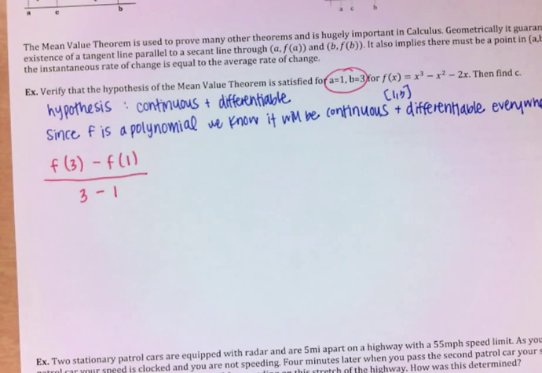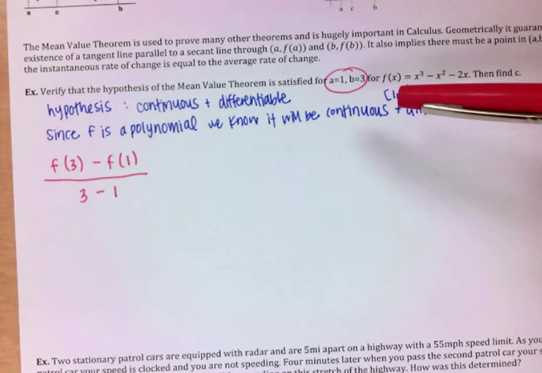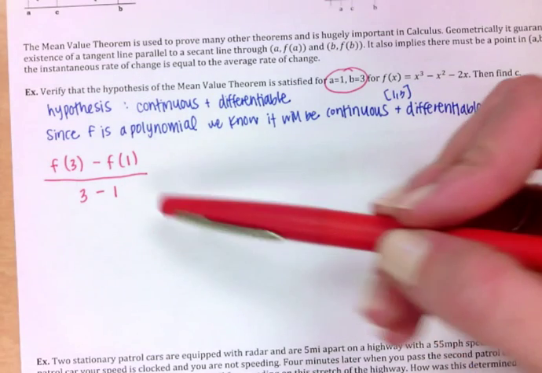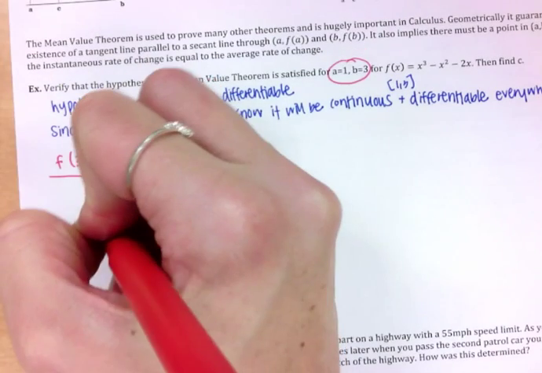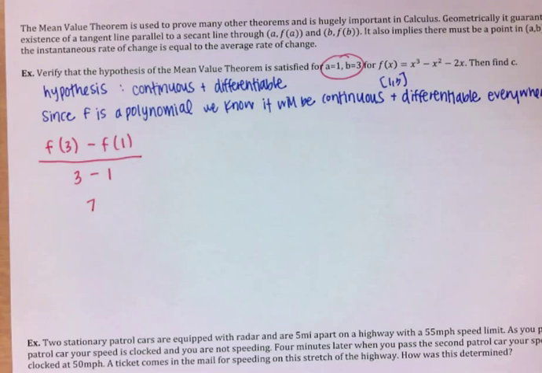So when you plug in f of 3, and then you plug in your f of 1, you're going to get 14. And then 3 minus 1 is 2. So then we know that that is 7. So that was our average rate of change. And the whole idea now is we want to find where the instantaneous rate of change is equal to that.